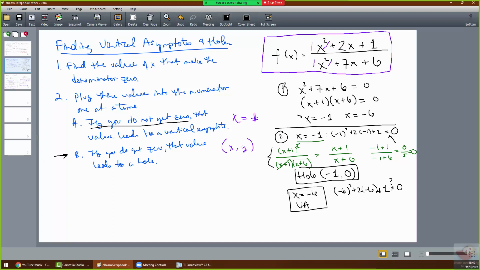Very good. So then there are 2 videos for the last part of this section, and that is basically putting everything together. Finding intercepts, finding vertical asymptotes and holes, oblique asymptotes, and depending on the problem, also sketching a graph.